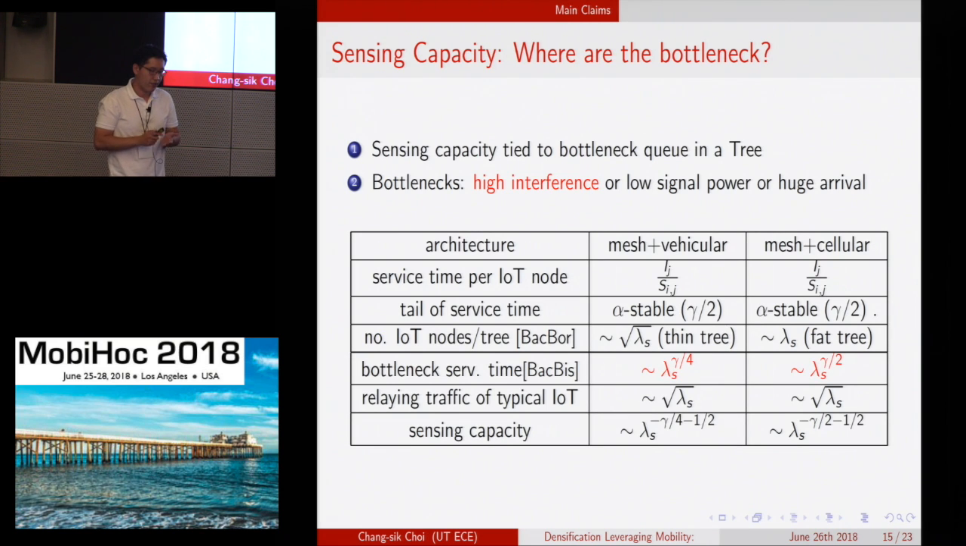Finding sensing capacity is just like finding out what is the most congested IoT device. So there might be three different configurations in which the IoT device might be congested, due to the high appearance or the low power huge arrival. Basically, these two architectures have almost the same tail distribution for the service time, which is alpha stable with parameter gamma divided by 2. But what differs here is the number of IoT devices per tree. In a typical tree in mesh plus vehicular, there are of order square root lambda S nodes. On the other hand, in mesh plus cellular, it has of order lambda S nodes. So by using the extreme value theorem, the bottleneck service time would be these red values, and from this value we find the difference between the sensing capacity.